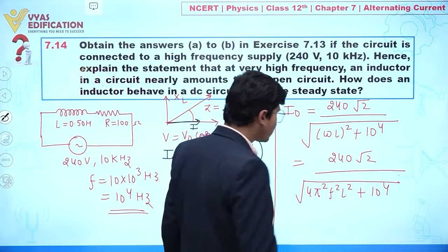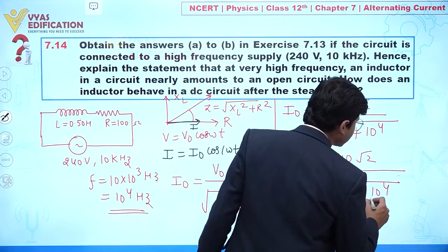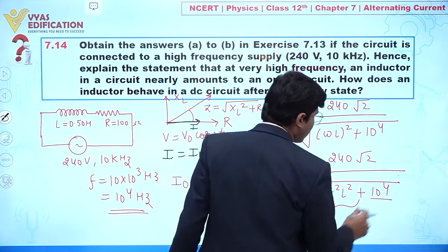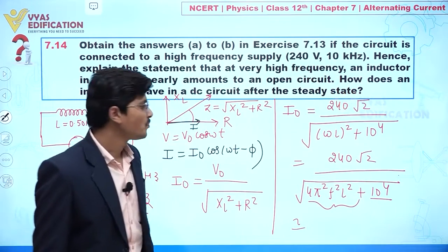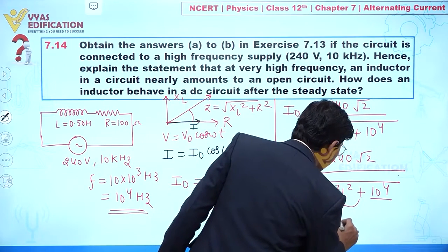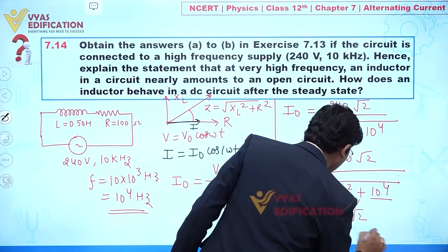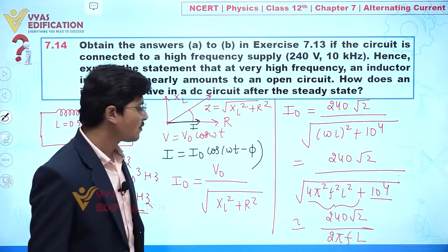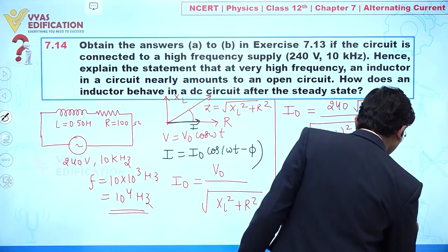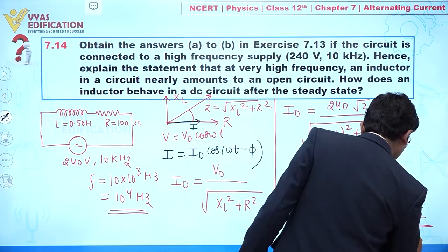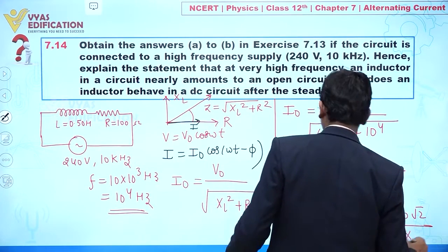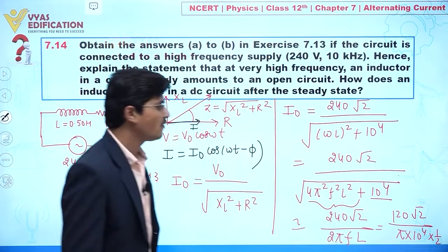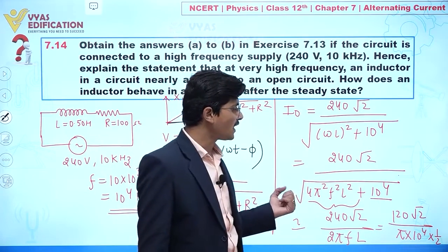It means you can observe that this term is very large compared to this 10 to the power 4. So now we can ignore the term of resistance. From here you can write I naught as 240 root 2 divided by 2 pi f L, which gives 120 root 2 divided by pi, times the value of f, which is 10 to the power 4, multiplied by 1 by 2. Now we can solve it and find the value of I naught.